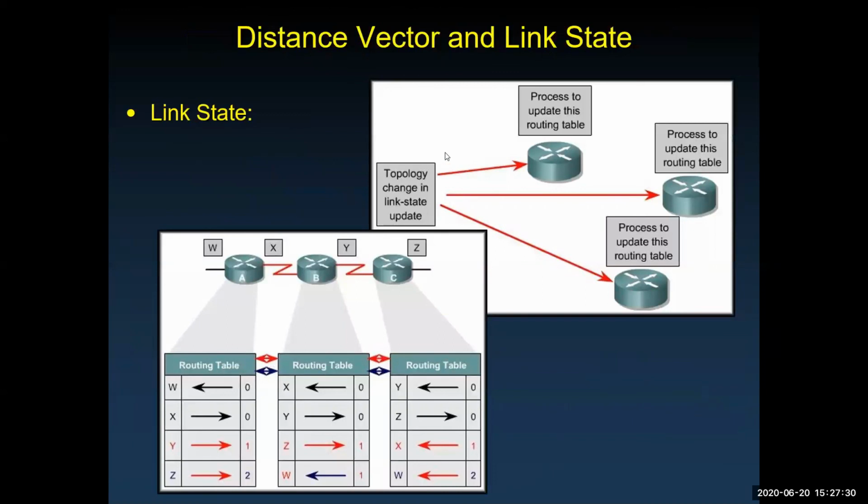Okay, I'll give you an example. So let's say you have topology change in link state update. So first, it will process first router to update this routing table. Second, it will send a broadcast to the next router, process to update this routing table, and send. So in short, this is parallel. Okay, can be done via parallel.